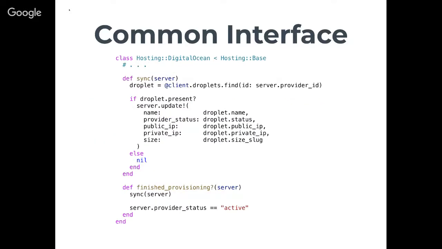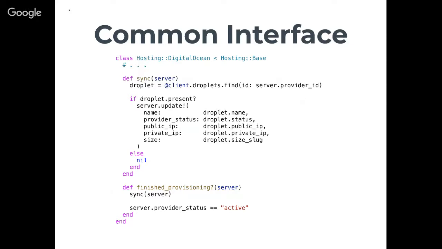Here's an example of the sync and finish provisioning methods. These are really straightforward. We're just checking to see if we can find the droplet. If it exists, then we want to update our copy of its details in our database so we know what status it is and so on. And in this case, our finished provisioning is looking for the active status. Other services may be like okay or ready or running or something like that.